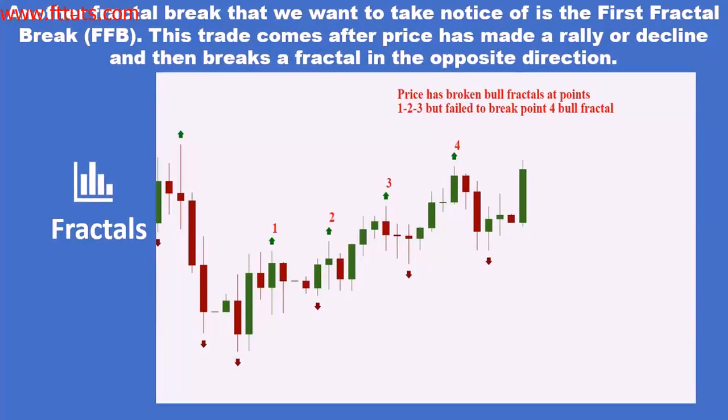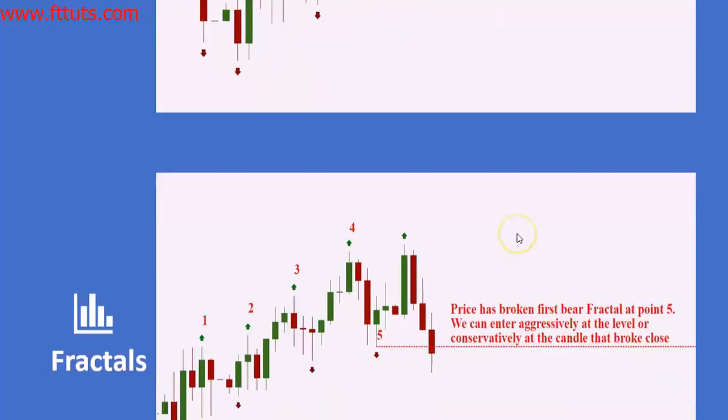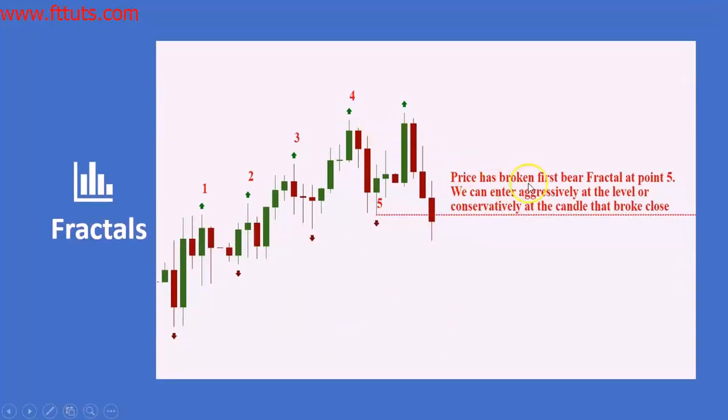So another fractal break that we want to take notice of is the first fractal break. This trade comes after price has made a rally or decline and then breaks a fractal in the opposite direction. Price has broken bull fractals at points 1, 2, 3, but failed to break the point 4 bull fractal. So we broke 1, we broke 2, we broke 3, and we never broke bear fractals in the process. You can see price has broken the first bear fractal at point 5. We can enter aggressively at the level or conservatively at the candle that broke and closed.